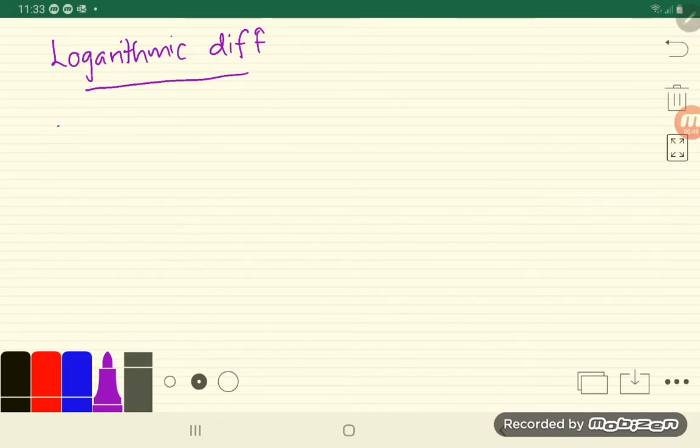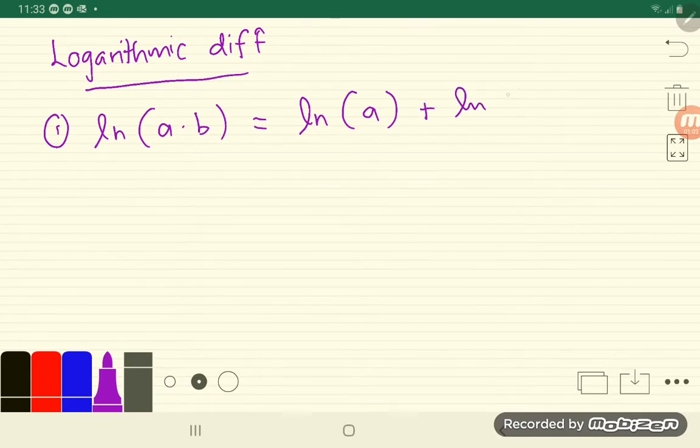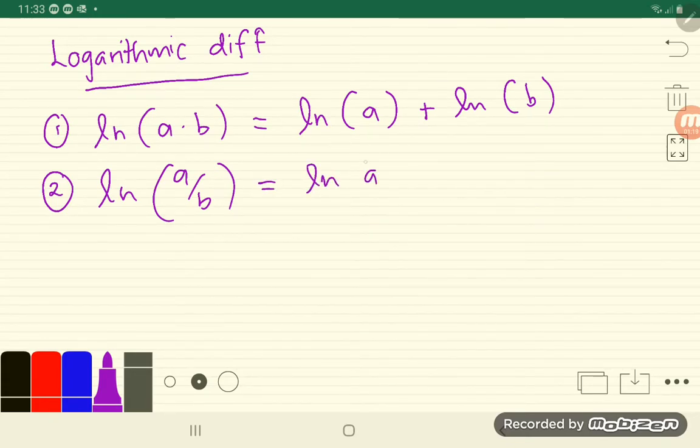Let's say if you have the value of ln a dot b, we are supposed to get it as ln a plus ln b. Number 2, if we have ln a over b, we are going to get it as ln a minus ln b.